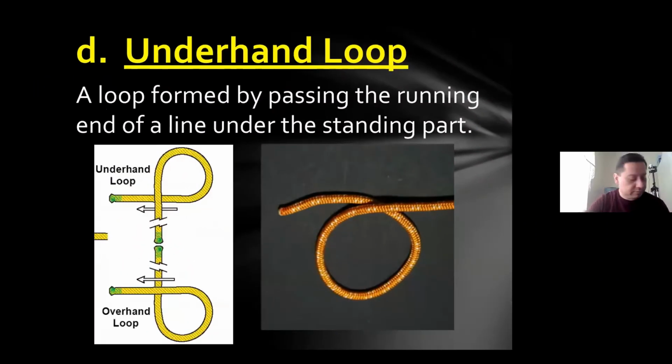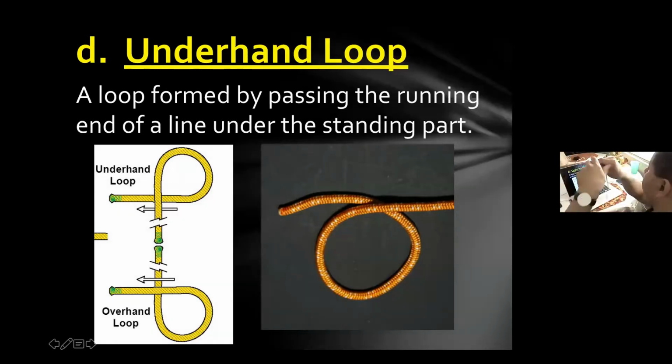Underhand loop. Okay. So basically, an underhand loop is a loop where the rope goes under the standing part. So the running end goes under the standing part. So it's very important that you remember this word, because in this honor, when I say an underhand loop, I mean under the rope, not over, but under. So if you have a rope and you go under, that's an underhand loop.